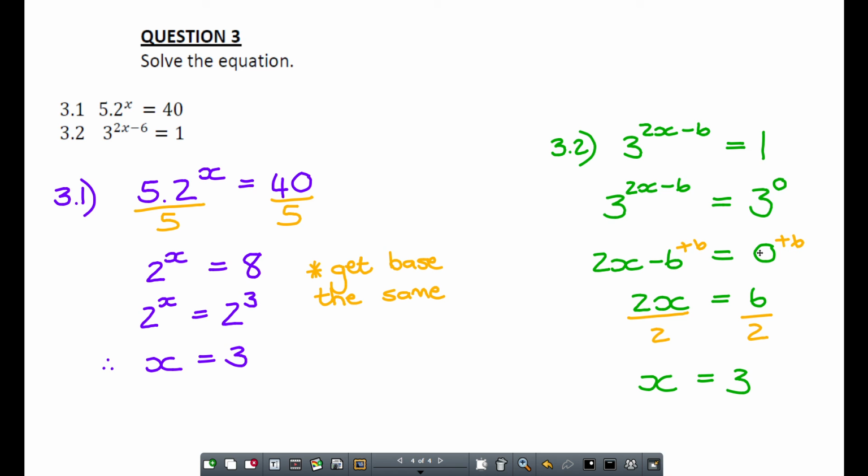Okay, and 0 plus 6 is going to give me that 6. Now, step 2 is to get rid of that coefficient. And how do I do that? I'm going to say divide by 2 on both sides. And that is how I get to x is equal to 3. Are we good? Okay, so that was your homework.